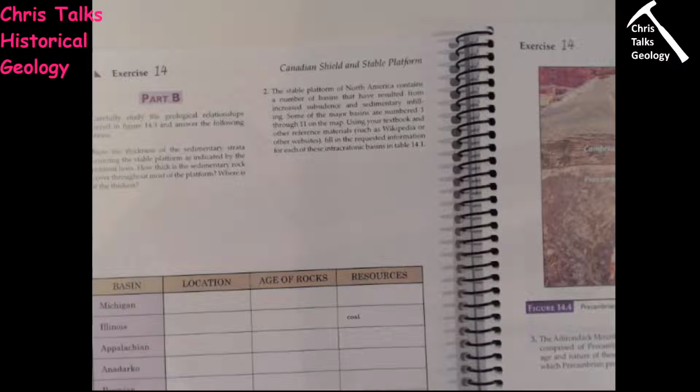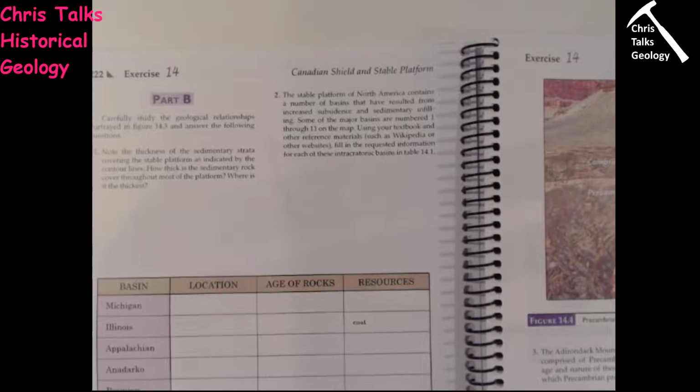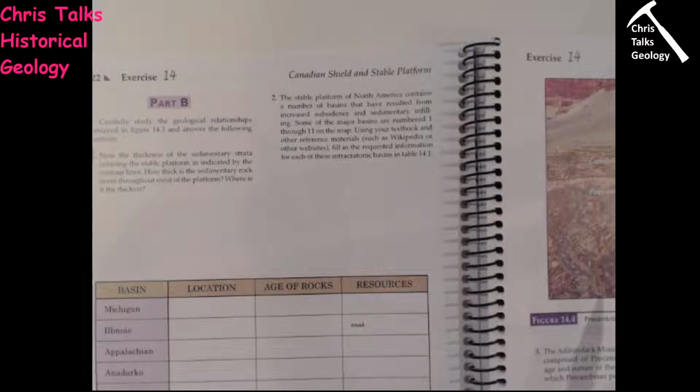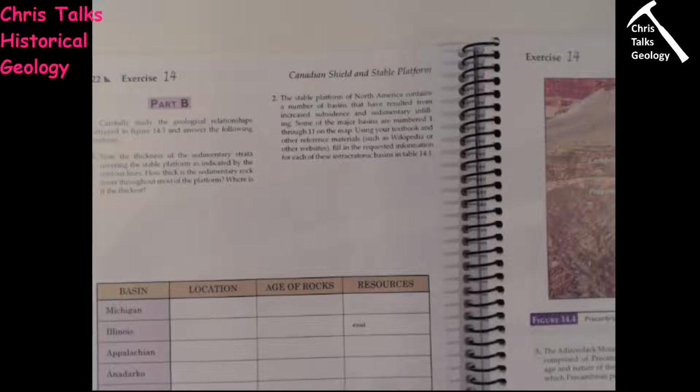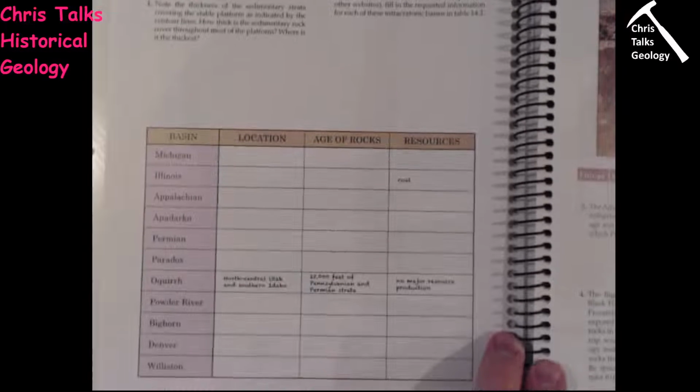Okay, so question 2. So the stable platform of North America contains a number of basins that have resulted from increased subsidence and sedimentary infill. Obviously, sedimentary infilling, should I say. Some of the major basins are numbered 1 to 11 on the map. We just saw that a second ago. So using the textbook and other reference materials such as Wikipedia or other websites, fill in the requested information for each of the intertectonic basins in table 14.1 right here.